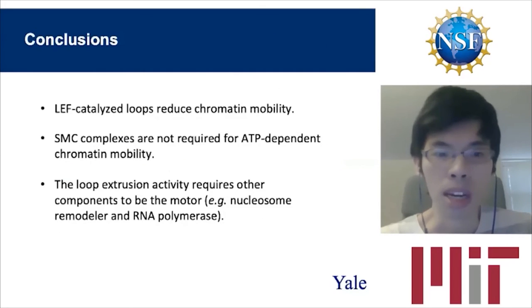So to sum up, our findings imply that left-catalyzed loops largely reduce chromatin mobility. So in the left model, SMC activity is more likely ATP independent. So the loop extrusion activity requires other components to be the motor, for example, a nucleosome remodeler or RNA polymerase. And our simulation results are consistent with the experiments.